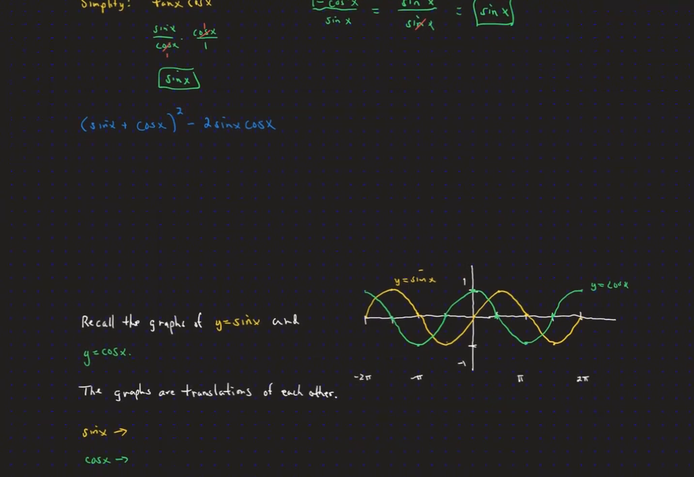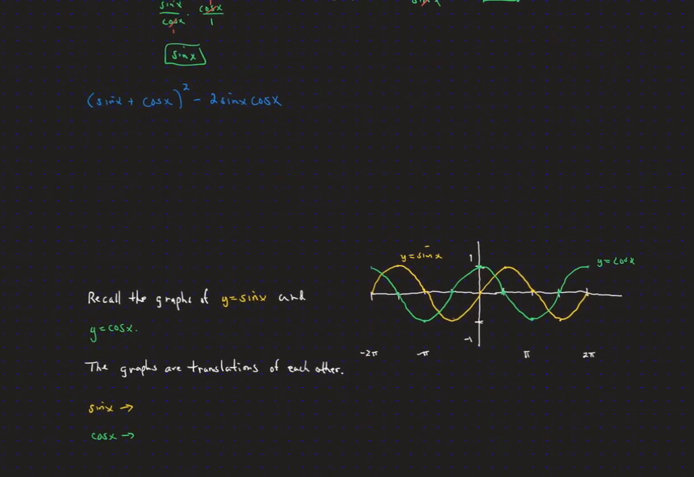Okay, I'm going to slide the screen up. Looking at the blue one here, if we square out this binomial, remember, it's going to be the first one squared, twice the product, plus the second one squared. So there's the first term squared, twice the product is going to be 2 sine x times cosine x, plus the second term squared is going to be cosine squared x. And then we still have this minus 2 sine x cosine x waiting in the wings.